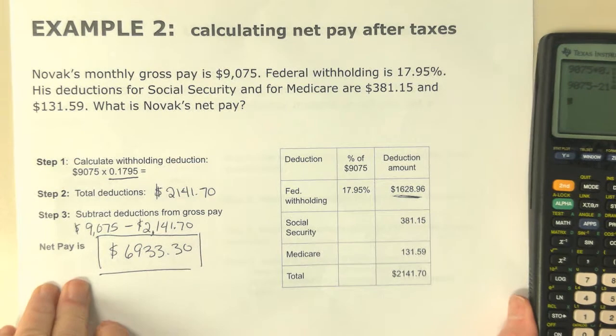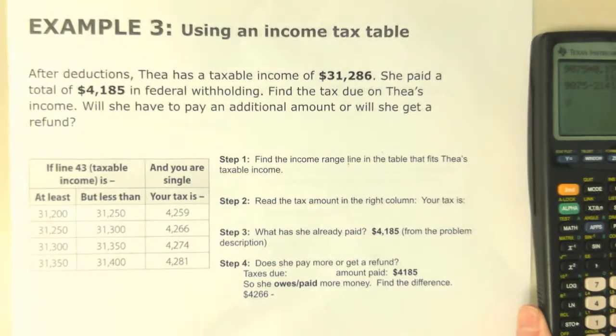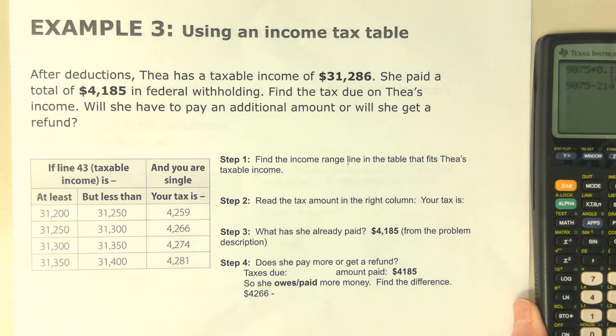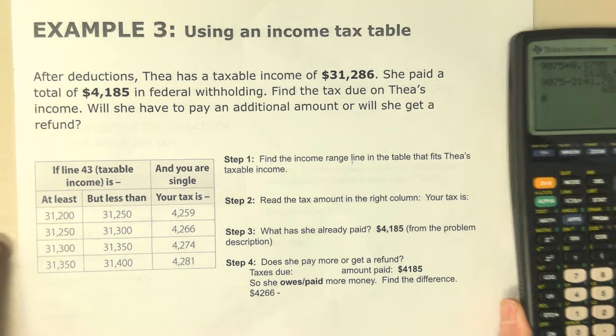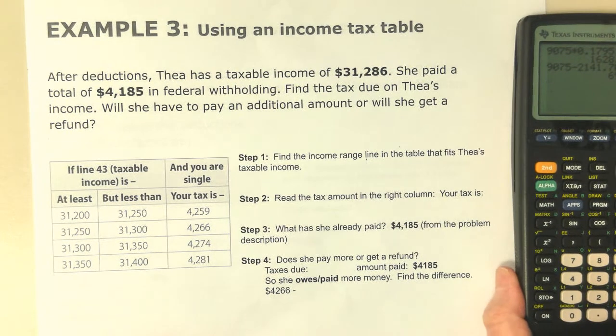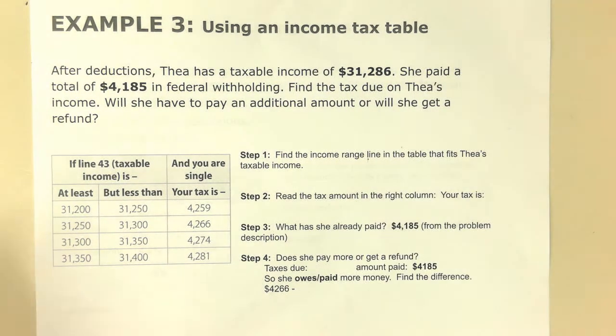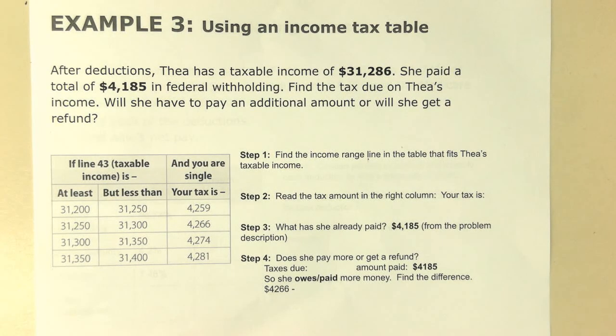We have 2 more examples to go through. Now we're going to use an income tax table. On the Google questions, I asked the difference between a table and a chart. Well, this is a tax table. This is what people normally will use to look up how much they owe. And this is how it works.